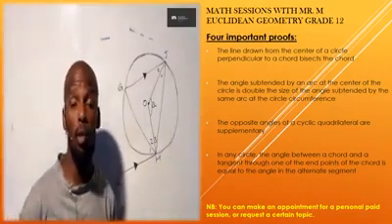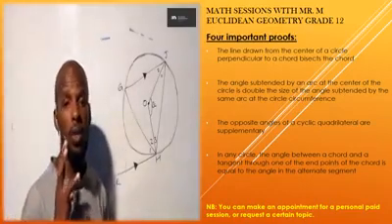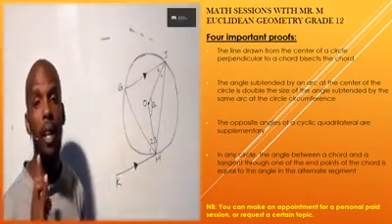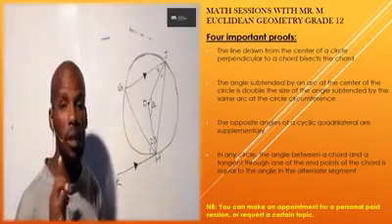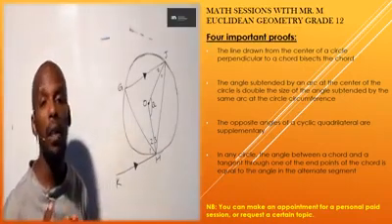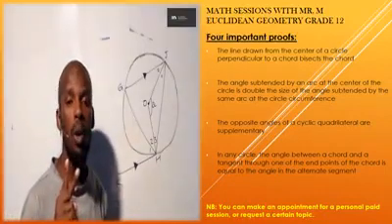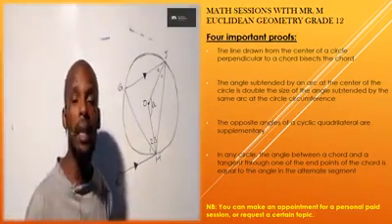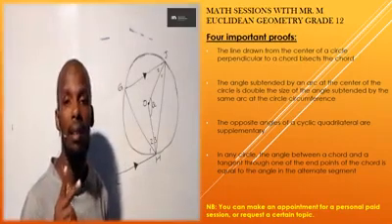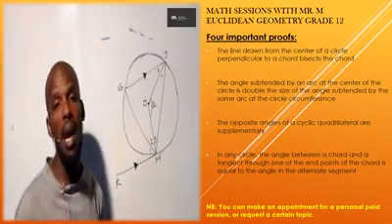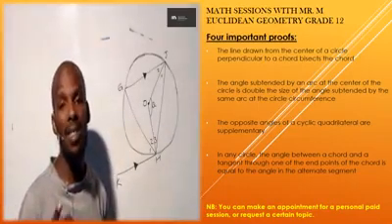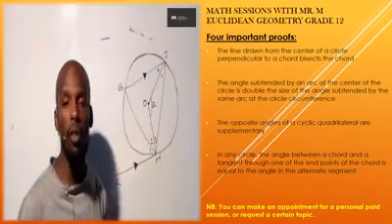So I wanted to take note of 4 things when we are dealing with circles. Number 1, the line drawn from the center of the circle perpendicular to the chord bisects the chord. Number 2, proof number 2, which you must know, is the angle subtended by an arc at the center of the circle is double the size of the angle subtended by the same arc at the circumference of the circle.